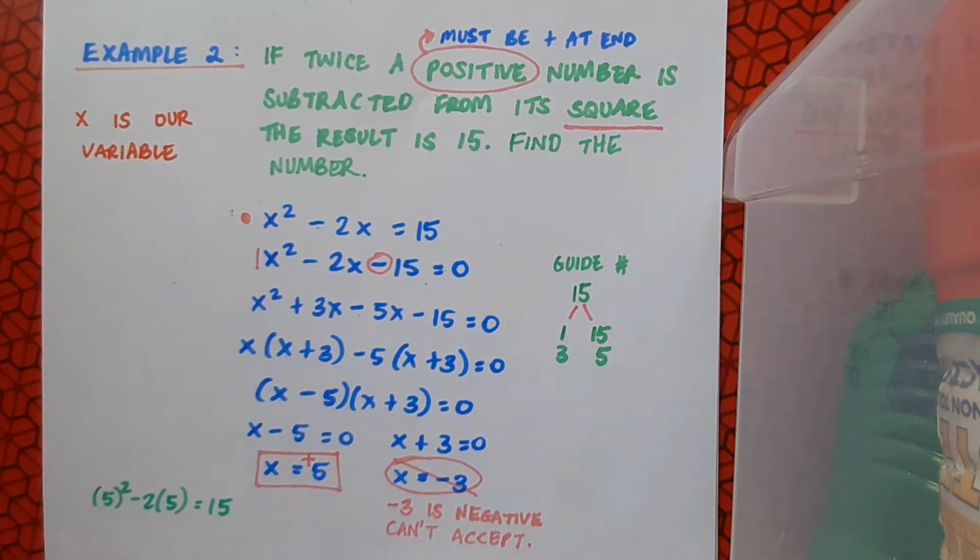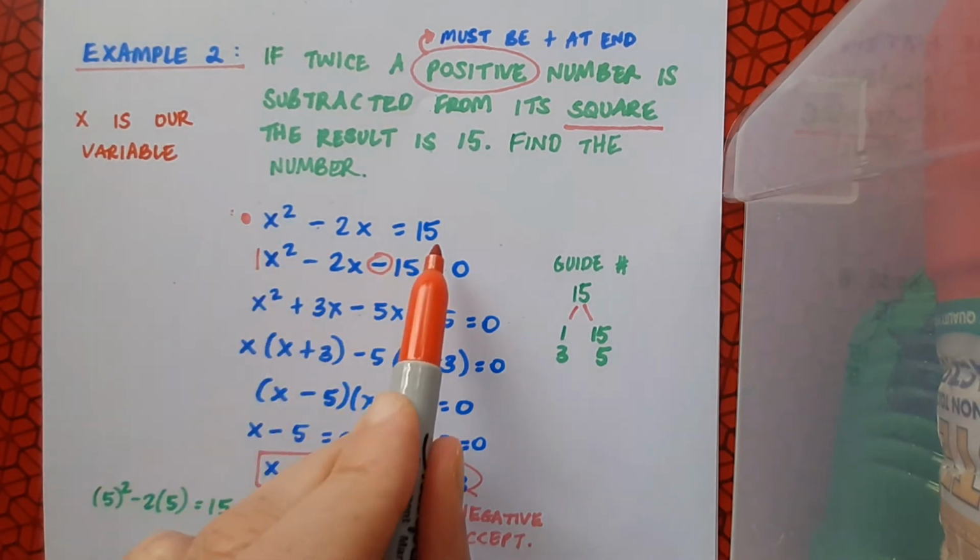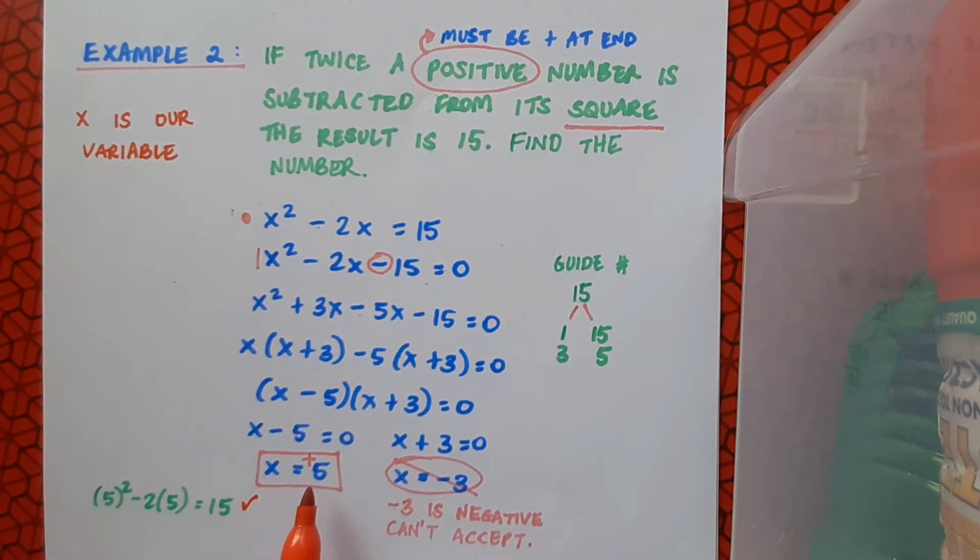So on our calculator, we can just type in 5 squared minus 2 times 5, press equals, it comes out as 15, which is exactly what I need based on the equation up here. So my 5 is a positive, I can accept it, and I verified it to be 100% sure that it actually is the correct solution, and now I'm satisfied that I'm finished the question.